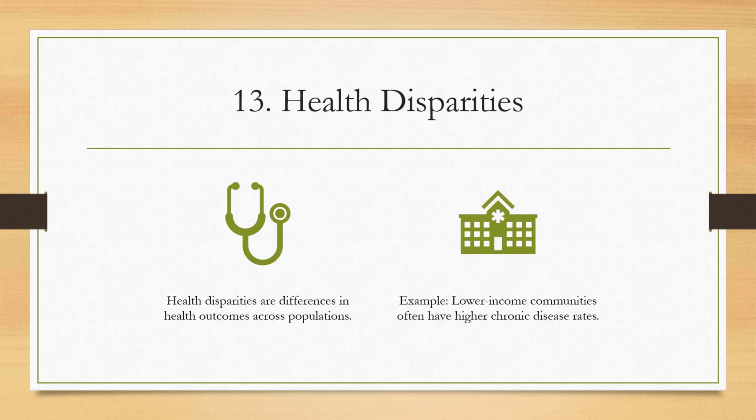So, housing disparities. Housing disparities are differences in health outcomes across populations. During COVID-19, lower income communities and some minority populations experienced higher hospitalization and death rates. Factors such as crowded housing, limited healthcare access, and chronic disease burdens contributed to those disparities.